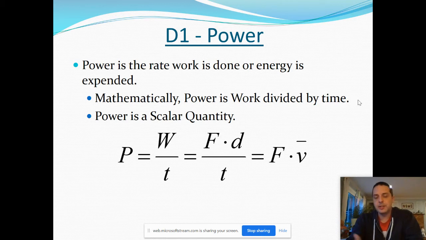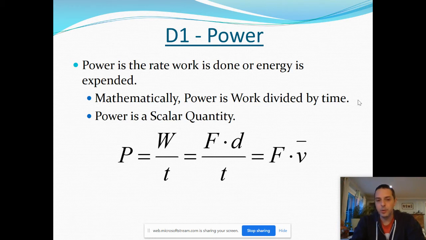Mathematically, we can determine power in a number of different ways. We can look at the work that's being done divided by time. We could also look at the force times displacement divided by time, force times displacement being the work that's done, divided by time. So we're sort of breaking that equation down a little bit. And the final way to look at it, and this happens very often, is we can look at the force that's being applied to something times the velocity at which it's going. D over T is your velocity, so force times velocity will also give you power.